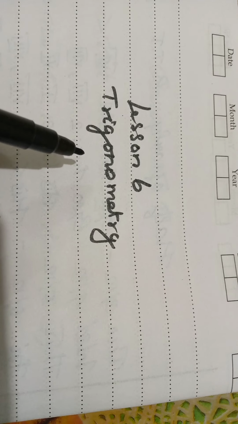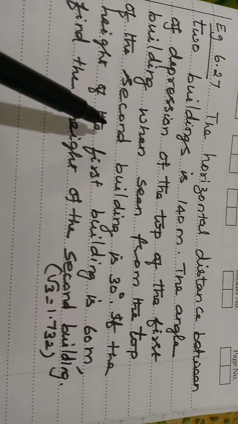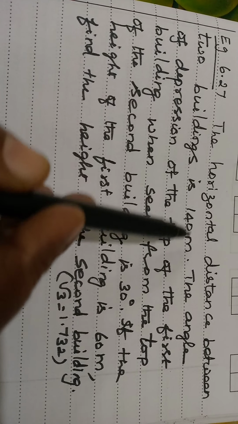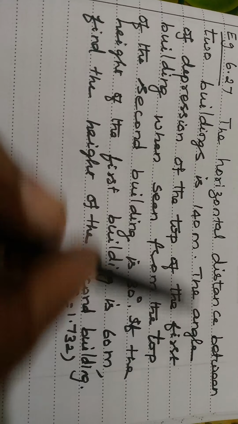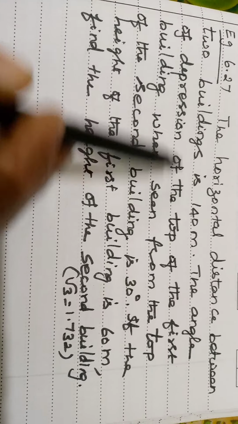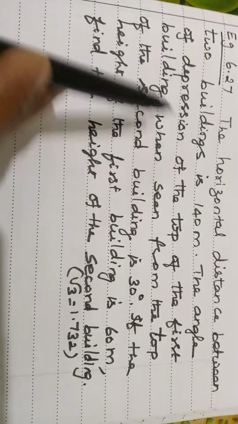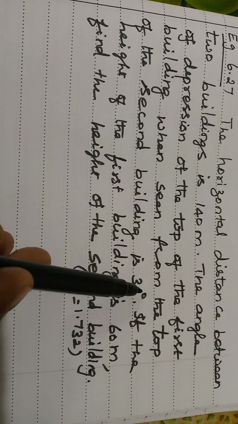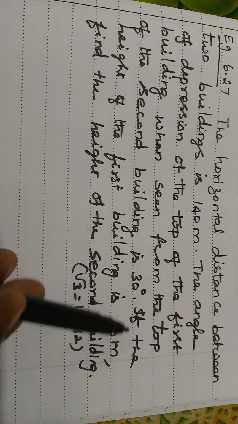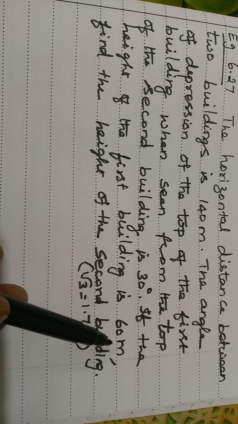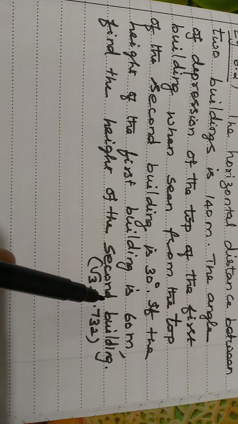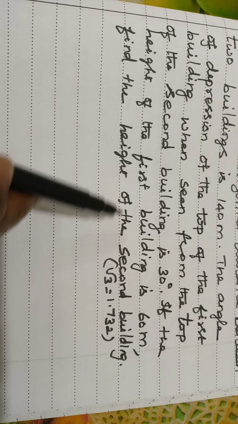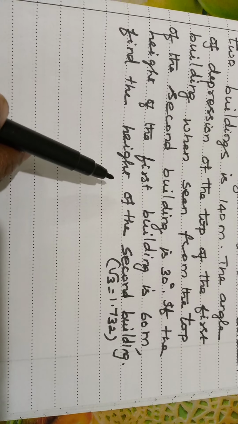All of you take your note and book. Let's write example 6.27. The horizontal distance between the two buildings is 140 meter. The angle of depression of the top of the first building when seen from the top of the second building is 30 degree. If the height of the first building is 60 meter, find the height of the second building. So by the diagram, we can understand the question. Question is somewhat big, but answer is very simple.